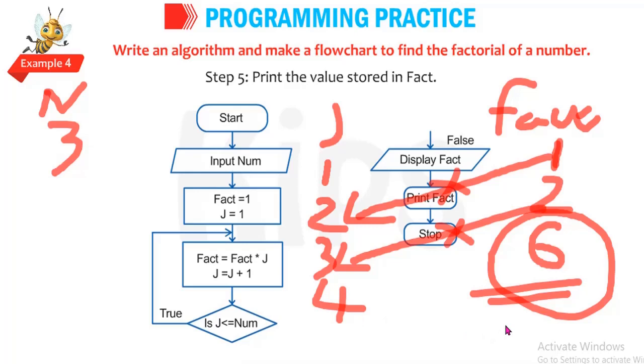Children, I hope you understood the simple algorithm and flowchart of the factorial of a number. Once again, practice well with different numbers. Practice with 3, with 4, with 5, with the same procedure, step by step. It will be very easy.